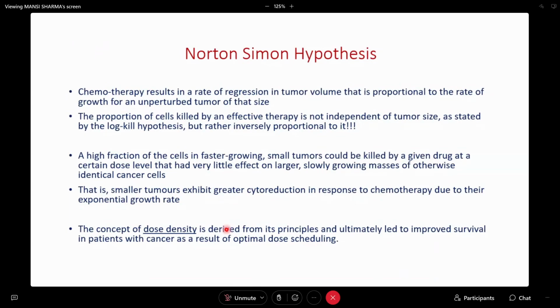So this is what the Norton-Simon hypothesis builds upon. It says that chemotherapy results in a state of regression in tumor volume that is proportional to the rate of growth of an unperturbed tumor of that particular size. Hence, this is not independent of tumor size, but rather inversely proportional to it. So, to simplify it for everybody, smaller tumors exhibit greater cytoreduction in response to chemotherapy due to their exponential growth rate. And this is where the concept of dose density came in.